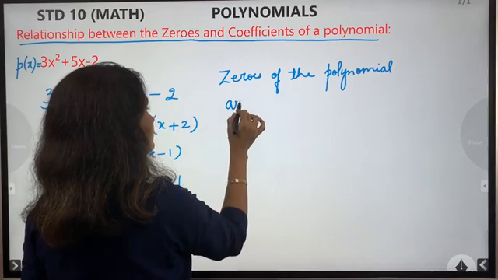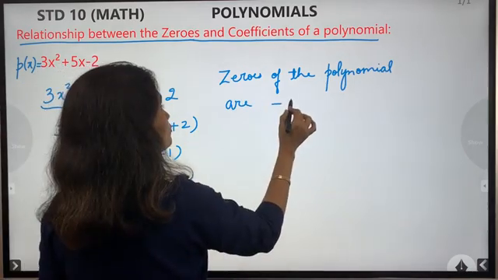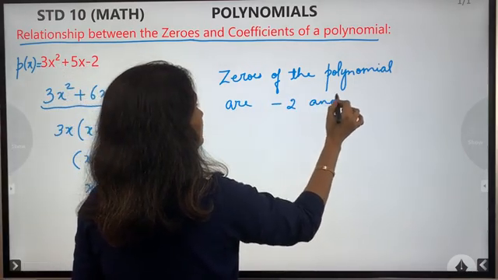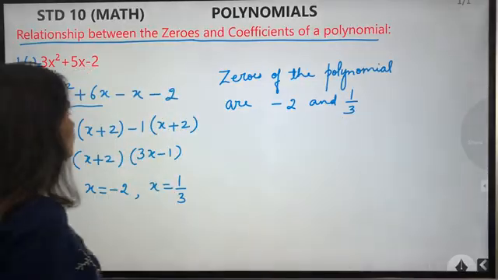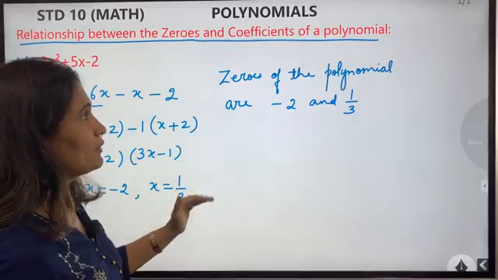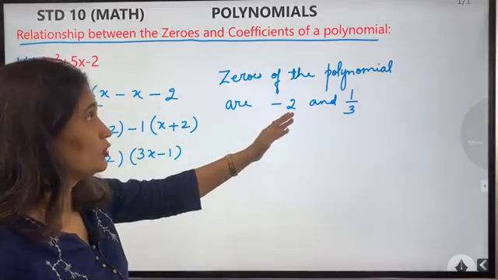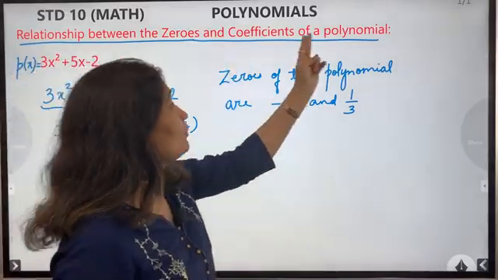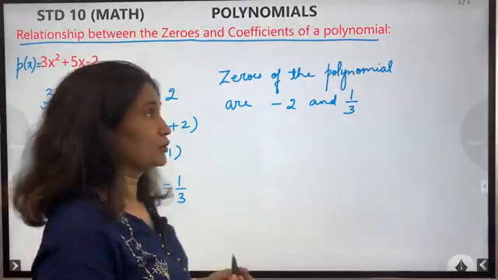are minus 2 and 1 by 3. So what did we do? We took the polynomial, we split the middle term, and we got these two values which are called the zeros of the polynomial. And now let us see how you relate them with the coefficients of a polynomial.